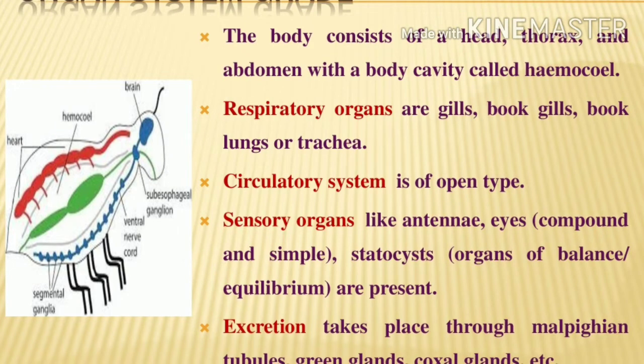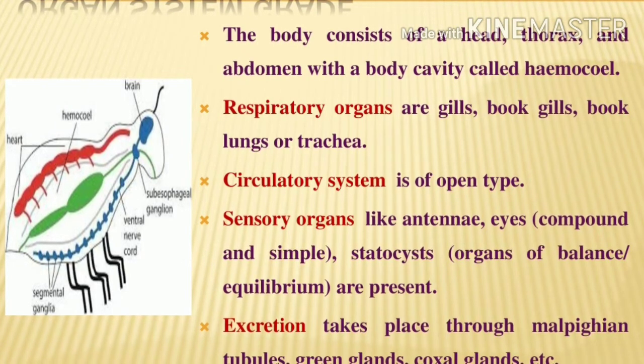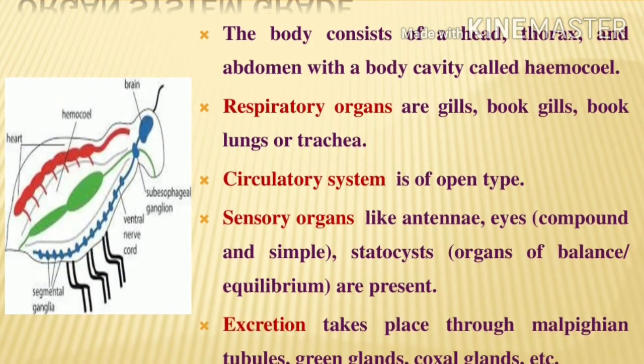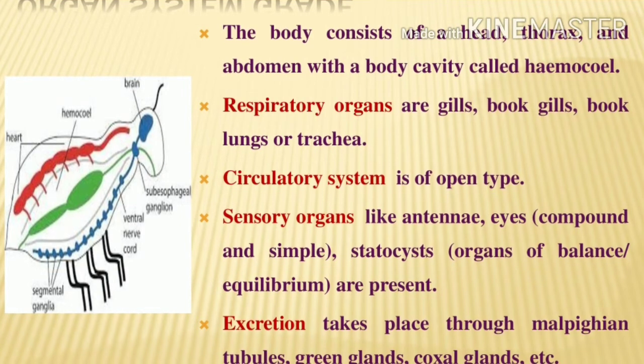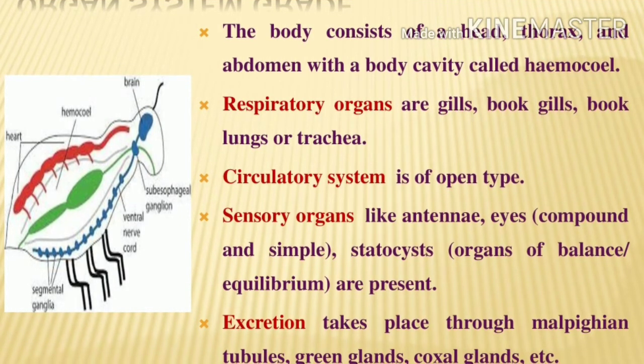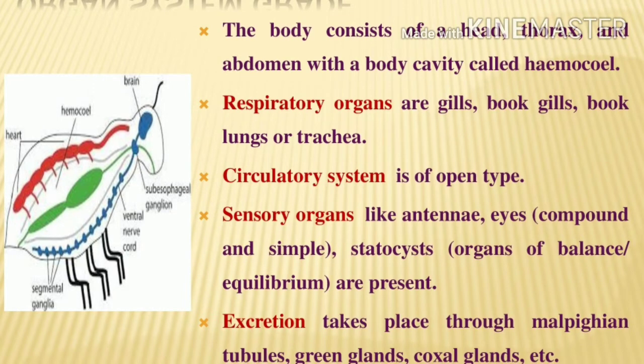So these are the statocysts. They are organs of balance or equilibrium. The statocyst is also present. What is the role of the statocyst? Organs of balance or equilibrium.